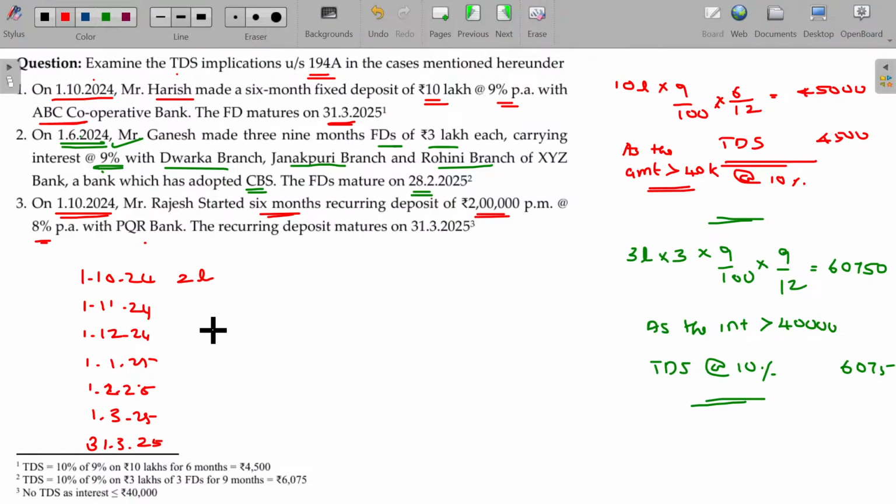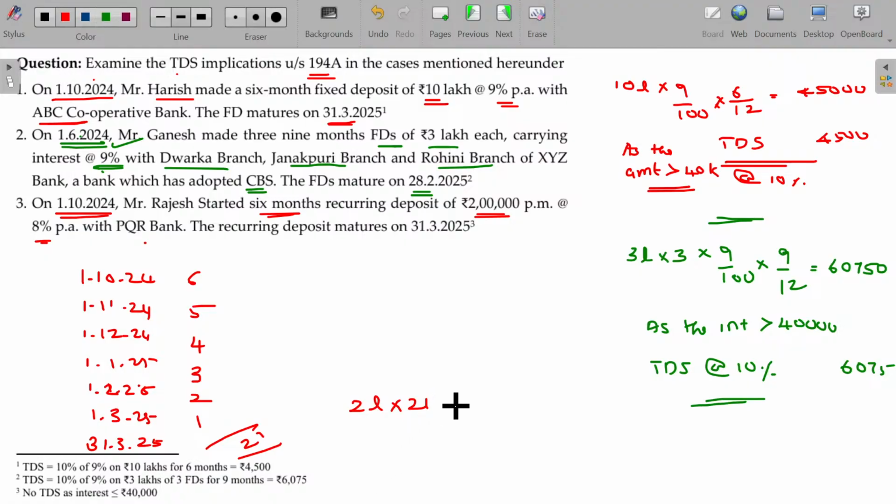So here 2 lakhs, the rate of interest being 8%. How many months? You can use the product method. 2 lakhs will be there. Here 6 months interest, 5 months interest, 4 months interest, 3 months interest, 2 months interest, and 1 month interest will be applicable. What is the total here? 21. Am I right? 21. So 2 lakhs into 21 month product is calculated.